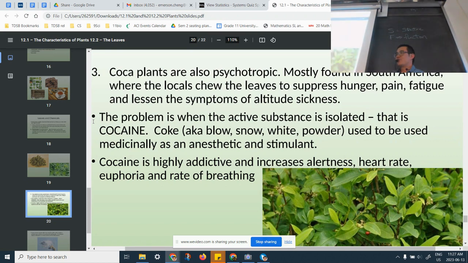This is also the very tricky part because coca plants give you cocaine. The cacao, C-A-C-A-O, the seeds give you chocolate. So both have C, two C's. Yeah, but one gives you cocaine, the other one gives you chocolate. Both are somewhat addictive.